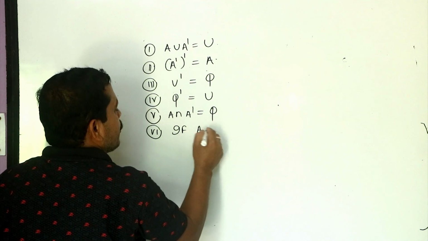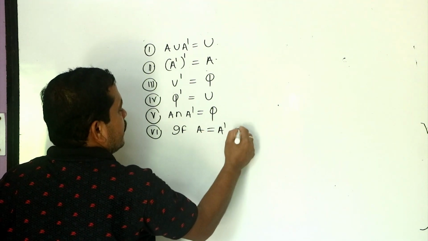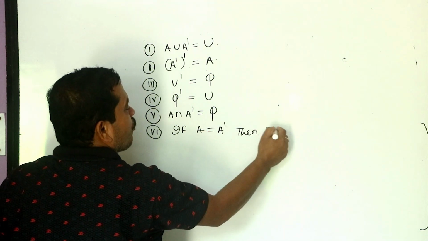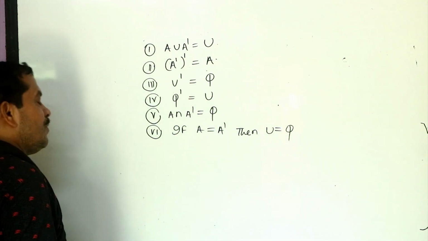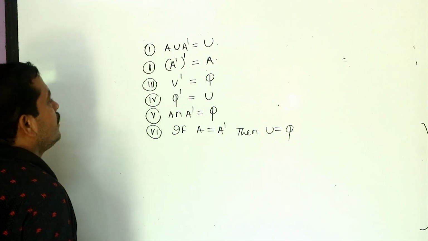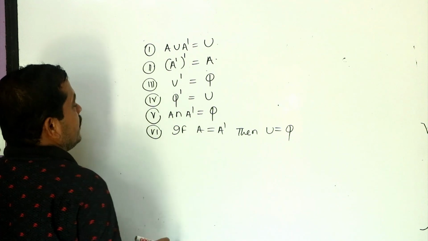If A equals A dash, then U equals phi. The universal set will become the phi set. That is the basic property.